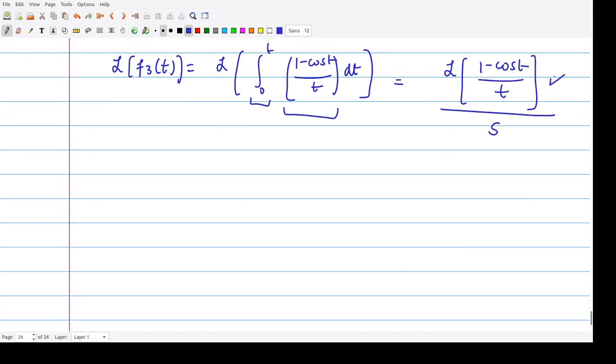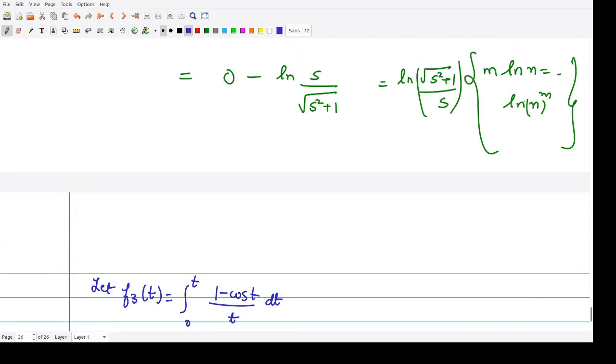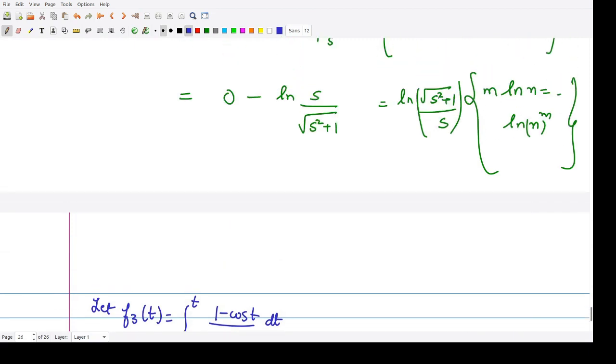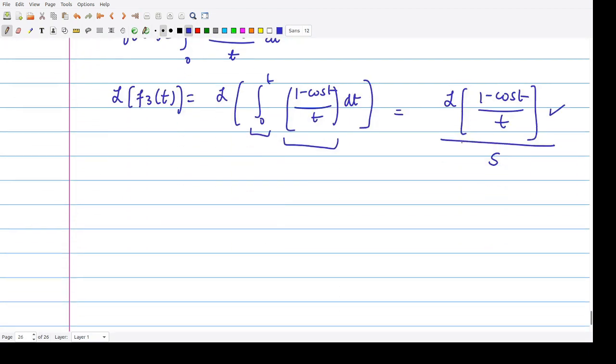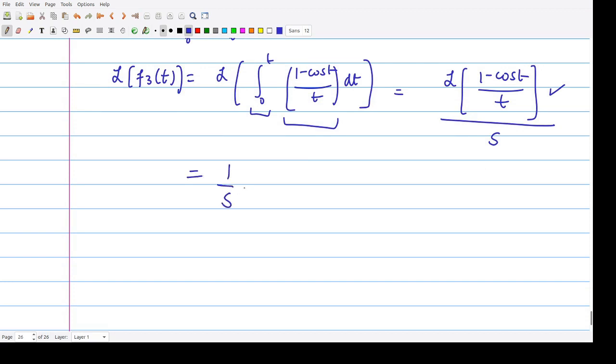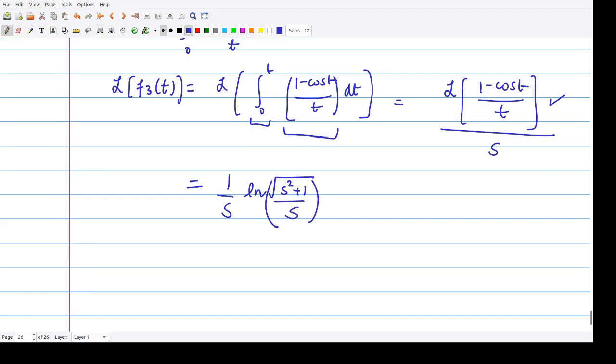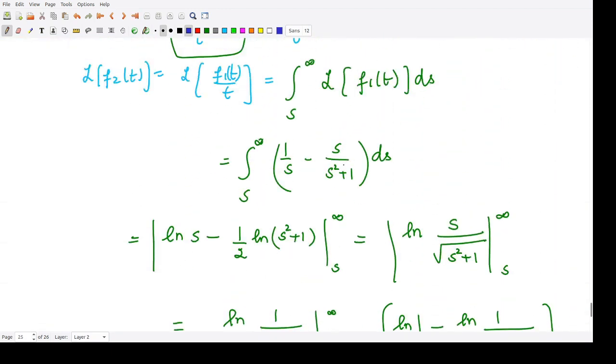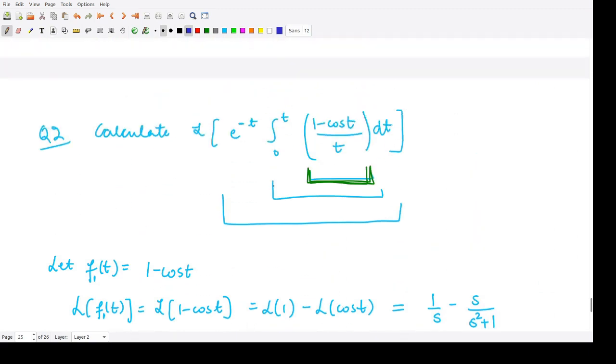And what is this quantity? We have just calculated it. It is nothing but this quantity: log of square root of s square plus 1 divided by s. So we have this to be 1 by s log of square root of s square plus 1 divided by s. And so we have reached up to here. We have calculated this quantity. So next task is to calculate the Laplace transform of this function multiplied by this function.